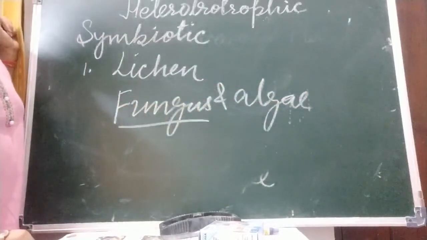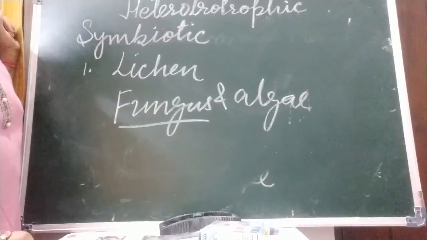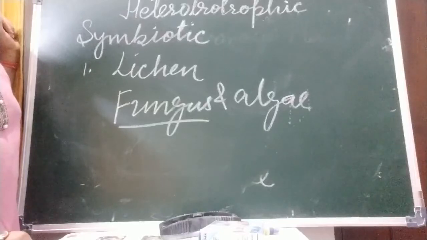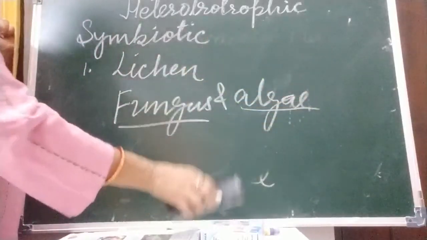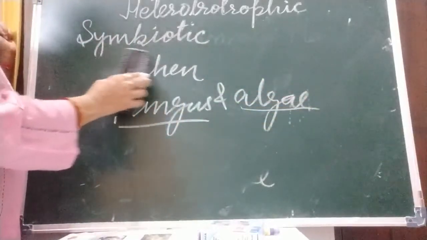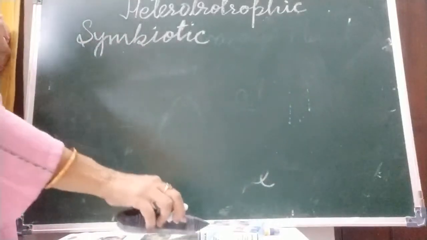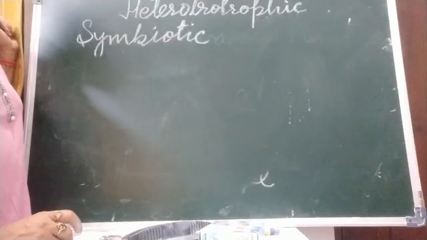It gives shelter. The fungus helps the algae to grow in harsh conditions and places where they would otherwise not survive. In return, what is the work of algae? The algae provide nutrients to the fungus. It gives shelter and it gives nutrition. So they are helping each other, and such an association is called a symbiotic relationship, and such plants are called symbiotic plants. Now next is rhizobium.